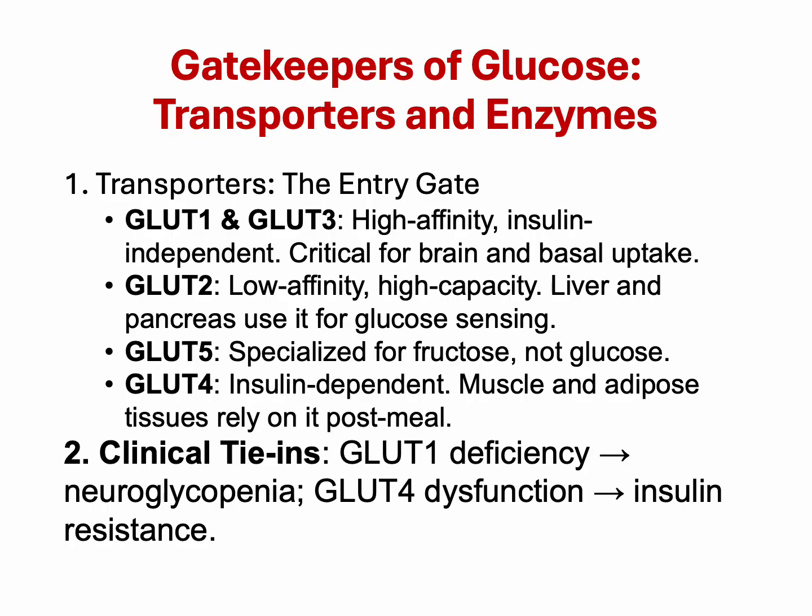GLUT2 is a low-affinity, high-capacity glucose transporter that acts as a sensor in the liver as well as in the pancreas, detecting high blood glucose levels to regulate insulin release and glucose storage.